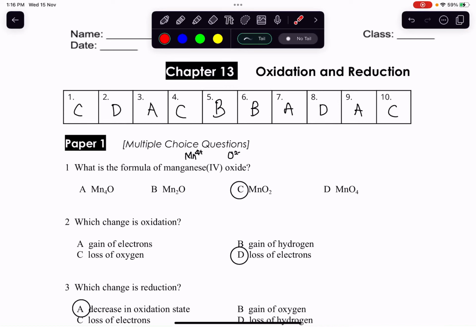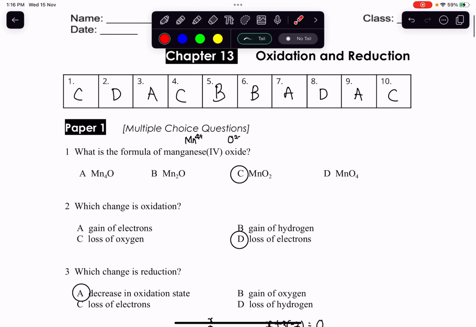Okay, I'm going to go through the entire worksheet again, especially for those who missed the lesson during ABP. I'll take some time to copy down the answers for the MCQ, and then I will go through each and every question. If you feel like you don't need explanation, you can just fast forward to the parts where you need explanation for.